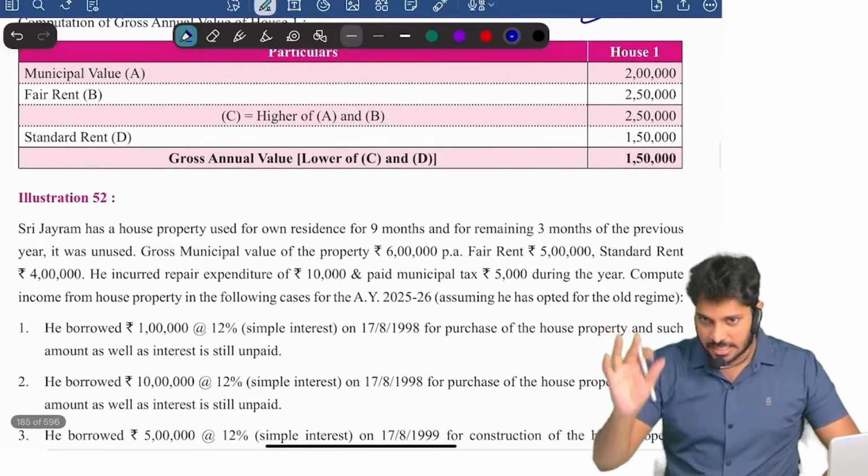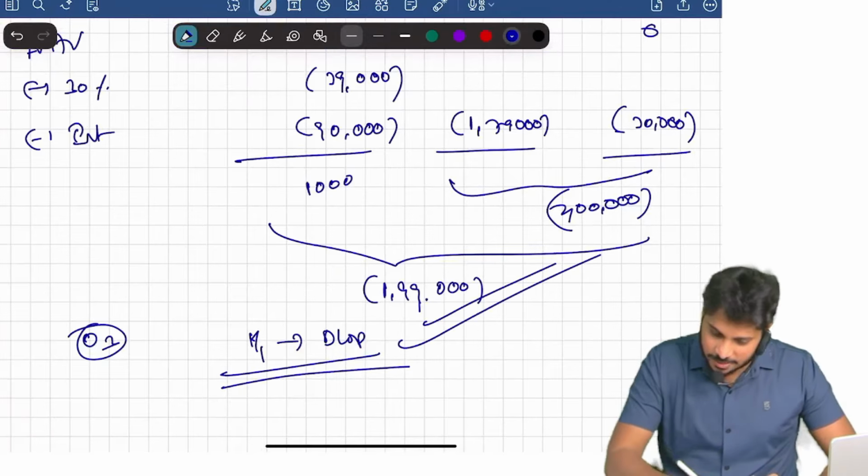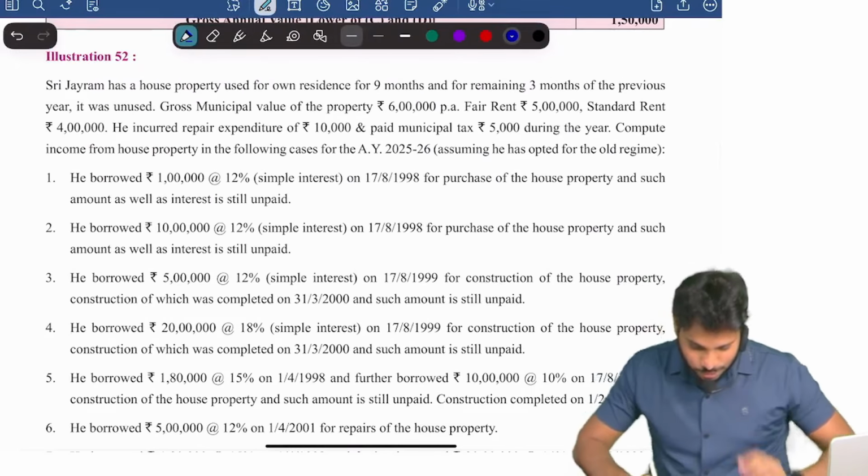Our answer is correct. We finally decided what? House 1 is to be DLOP. This is the answer which we decided. Correct? Next. Oh my God, so much is there.